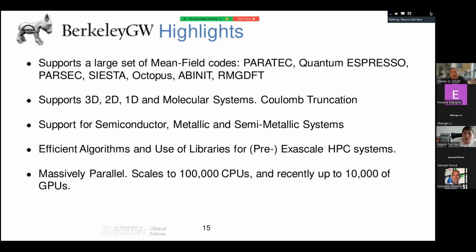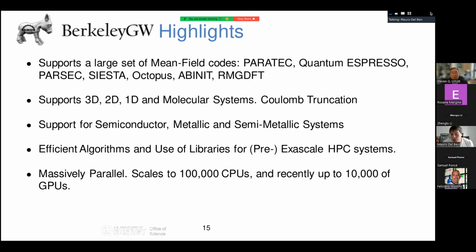At the current stage we support a large set of mean field codes, and one of our strengths is that we can really support several kinds of boundary conditions. We can handle the sampling of the Brillouin zone in different dimensionalities. Of course, 3D for bulk materials. A lot of work has been done on 2D and 1D, and we can also handle molecular systems by using a specific way to handle the Coulomb interaction. Again, we have specific routines that can deal with specific system types, so semiconductor and metallic systems.